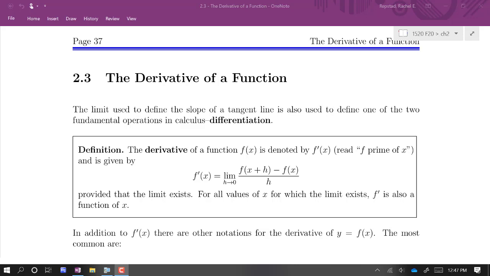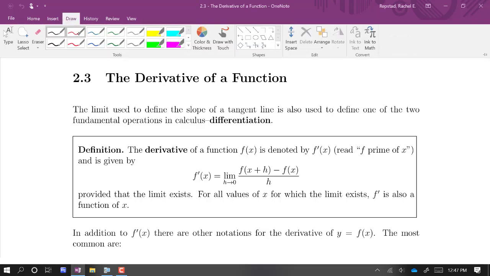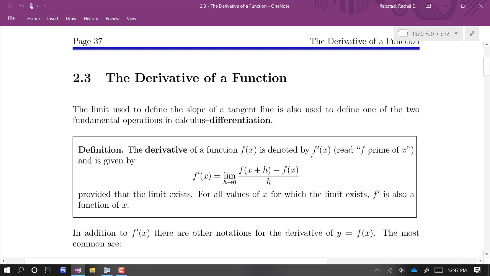We're going to define the derivative of a function in this section, which will serve as the focus for a good chunk of our work going forward. And as it turns out, to define the derivative of a function f of x, we're just going to revisit what we've already been working on when we were finding the slope of a tangent line. So the derivative of a function, one way to denote it is this way, right?